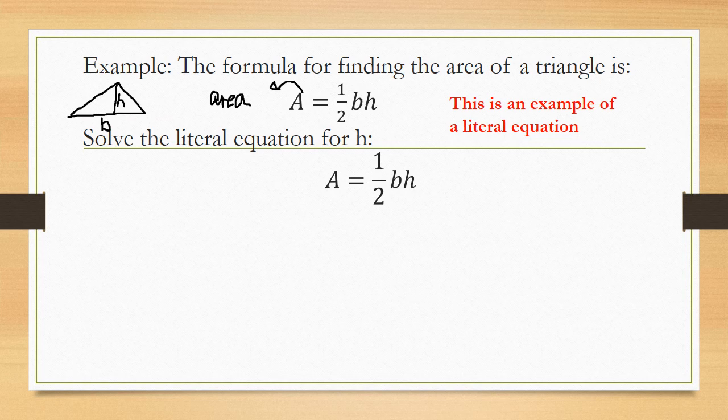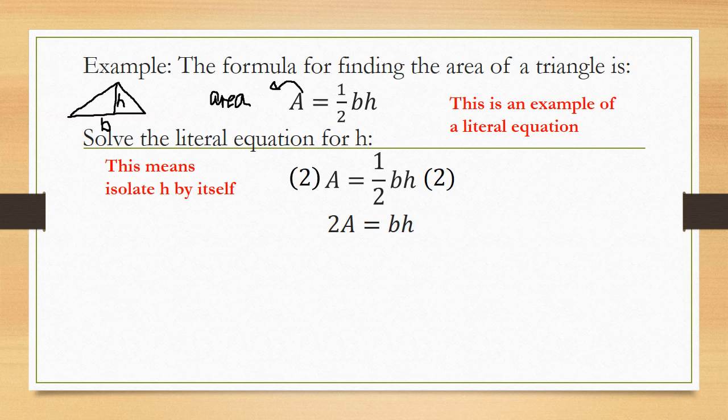Now, in this question, it says, solve the literal equation for H, which means I need to isolate H by itself. That means we're going to have to try and have H at one side of the equation by itself. To be able to do that, the first step that I can do is to get rid of 1/2, because that's the only number that we have in this literal equation. And to get rid of 1/2, I need to multiply by the reciprocal, which is 2. So I'm going to multiply 2 on both sides, and I'm going to end up with 2A equals BH.